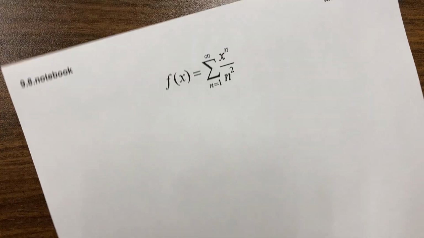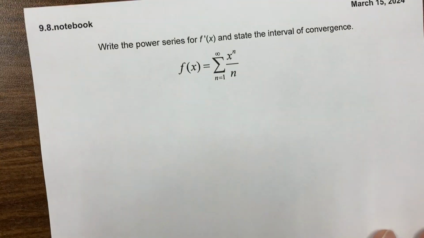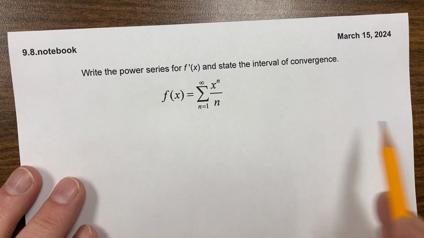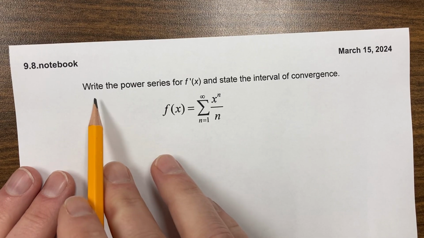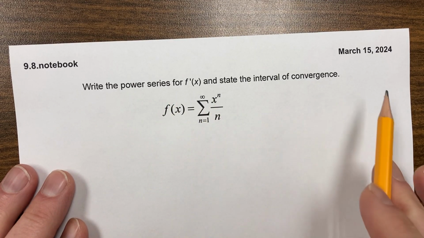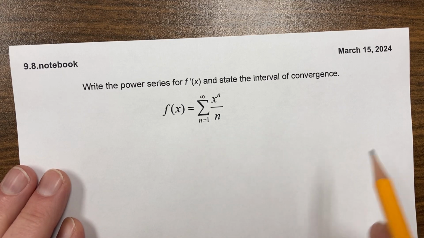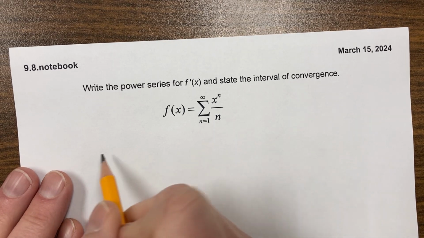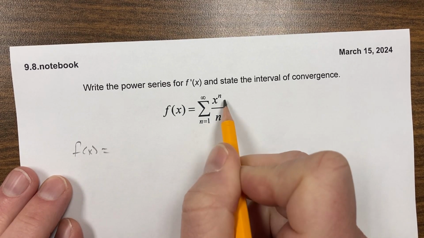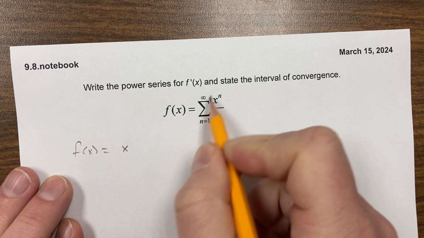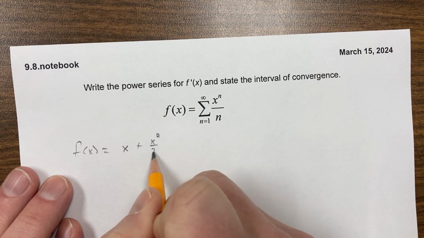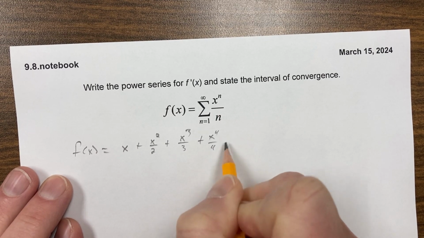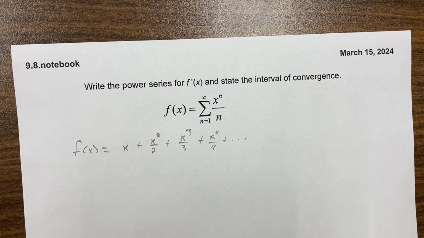Sometimes it is that simple, but I kind of think the easier way to handle it is to just write out what I have. So for example, here it says, write the power series for this and state the interval of convergence. So if I took this here and I went, well, f of x is, put 1 in, I get x. Put 2 in, I get x squared over 2. Put 3 in, x cubed over 3, plus x to the 4 over 4, and dot, dot, dot. So I have the first little handle on that.